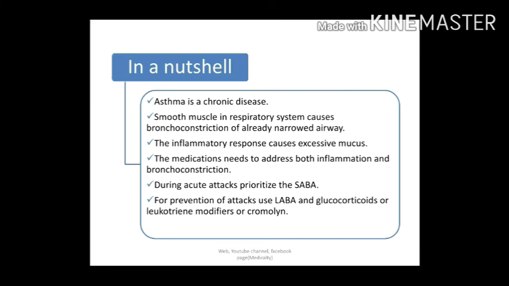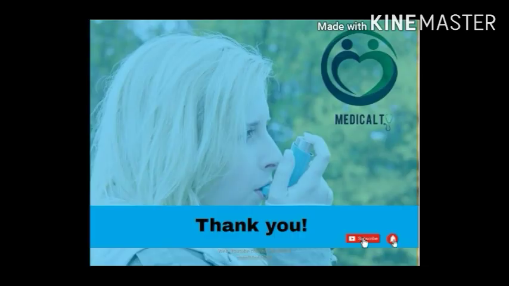In summary, asthma is a chronic disease. Smooth muscle in the respiratory system causes bronchoconstriction of an already narrowed airway. The inflammatory response causes excessive mucus. The medications need to address both inflammation and bronchoconstriction. During an acute attack, prioritize the SABA. For prevention of attack, use LABA and glucocorticoid or leukotriene modifiers.